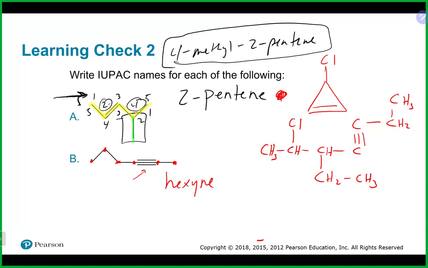You can probably just see looking at it, if you go right to left here, we're going to hit the number we need for our triple bond. It's going to be the smallest. So this would be a 2-hexyne. Any questions on any of those?